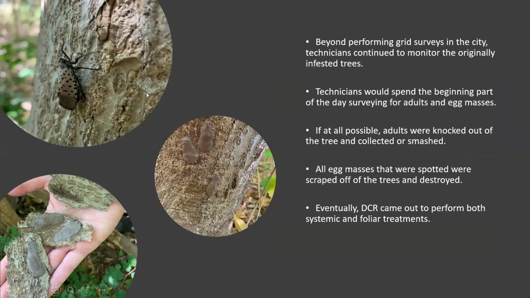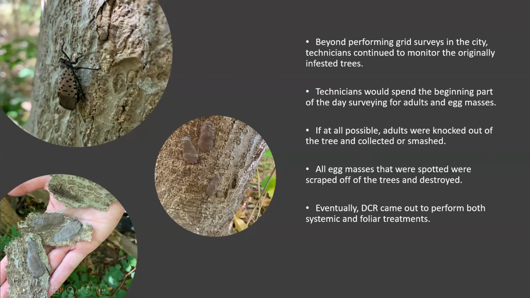Beyond performing these grid surveys, we continue to monitor the originally infested trees. We would spend part of our time on our grid survey just going to the OG trees and surveying for adults or egg masses. If at all possible and we could get the adults, we knocked them out of the tree and we smashed them or collected them. And then any egg masses spotted were scraped off the trees and destroyed. And eventually DCR came out to perform both a systemic and a foliar treatment. And Nicole will talk to you about that in a little bit.